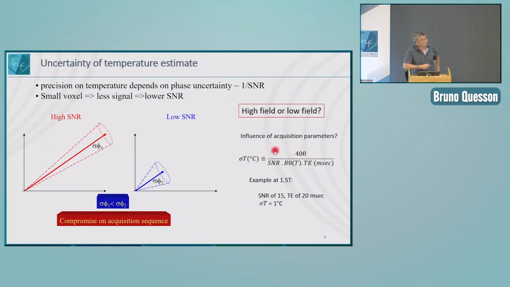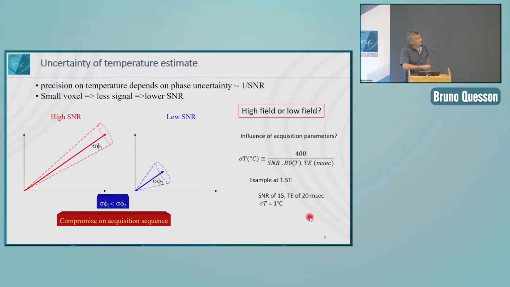So this is a practical formula that gives you an idea. You collect gradient echo images, you measure the SNR on the magnitude image, and this simple formula, given the echo time and the magnet you're working on, gives you an idea of the uncertainty that you should theoretically be able to reach. So if we take an example of 1.5 Tesla with an SNR of 15 and an echo time of 20 milliseconds, this leads to 1 degree standard deviation, which is acceptable.